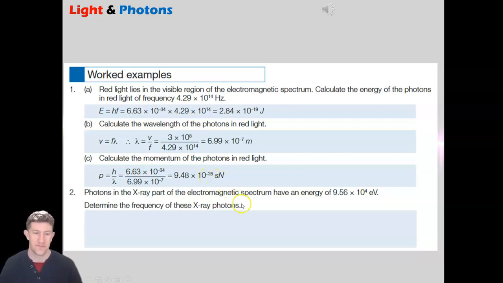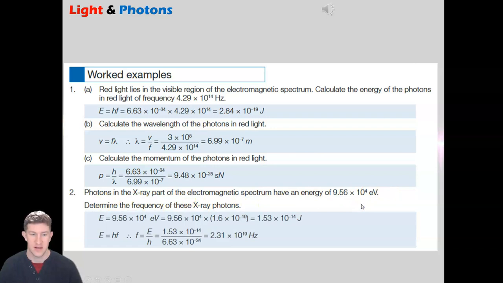So then in photons in the X-ray part of the EM spectrum, they give you their energy in electron volts. So hopefully you remember how to convert electron volts if you need to. You just multiply or divide by the charge of an electron, the 1.6 times 10 to the negative 19. And they want you to determine the frequency. So we just use our formula here. They've converted it. So we've times by 1.6 times 10 to the negative 19 to get our joules. Then just plug that into E equals hf. Rearrange for f because we want frequency. And 2.31 times 10 to the 19 is your answer.